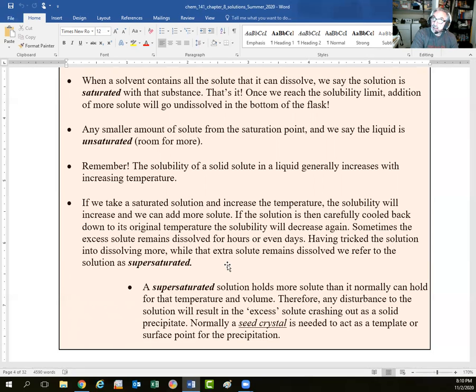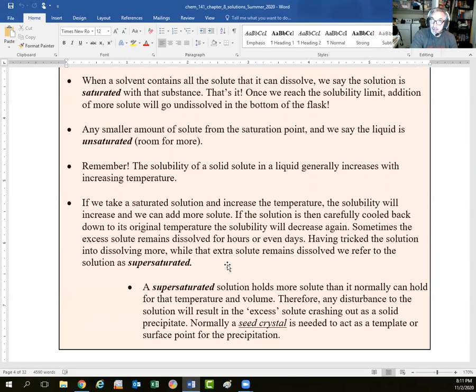But then carefully lower the temperature of the solution back down again. The slower the better. And as that temperature comes back down to the original temperature, probably room temperature, sometimes the solute stays dissolved in solution. We trick the solution into dissolving more by heating it up and carefully cooling it back down. Now, eventually nature catches on and it will spit out or precipitate the extra solute, but until it does, we refer to the solution as supersaturated. It's got more of the solute dissolved than it should be capable of dissolving.